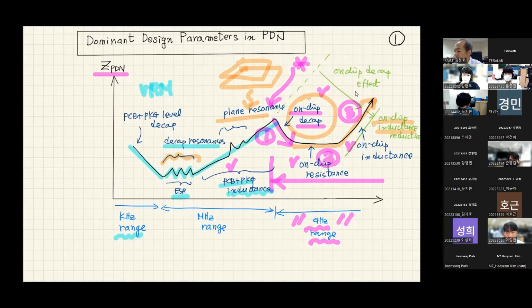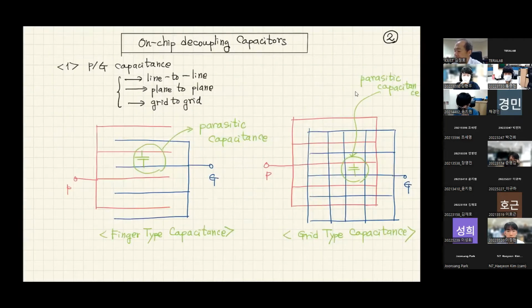Now let's start to talk about on-chip capacitance. There are many different types of on-chip decoupling capacitors. First, I would like to give you an example of interconnection capacitance, especially between power and ground. We may have three different types of capacitance. The first one is line-to-line capacitance. One line is a power line, the other one is a ground line. Any metal lines which are facing each other will create capacitance.